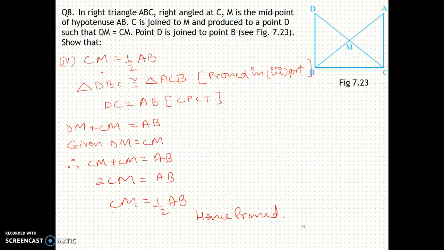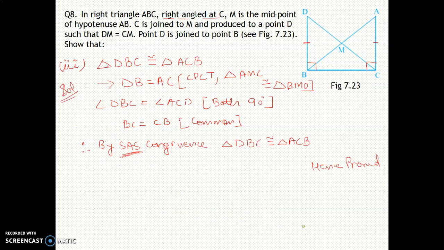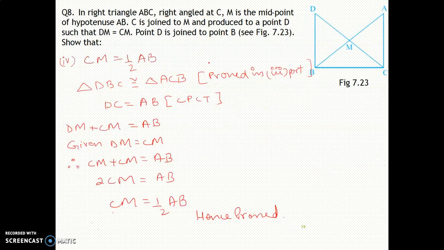In your last part, you have to show that CM is half of AB. Where is CM? This CM is half of this AB. Triangle DBC is congruent to triangle ABC, proved in the third part. In the previous part, we already proved triangle DBC is congruent to triangle ACB. So triangle DBC is congruent to triangle ABC. So what happens?